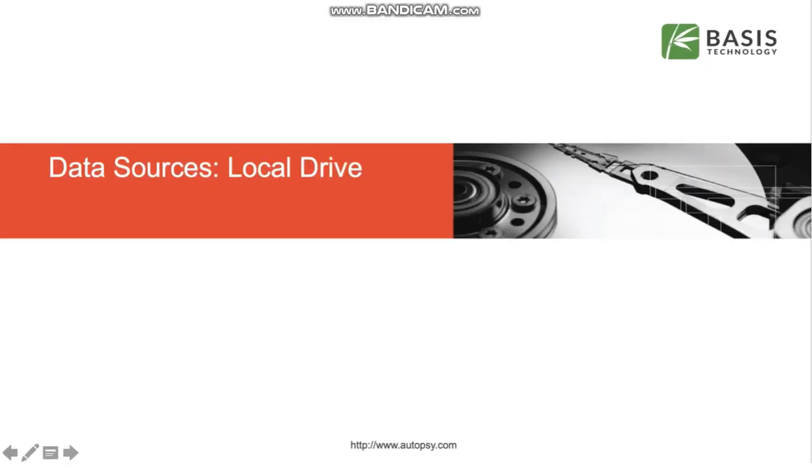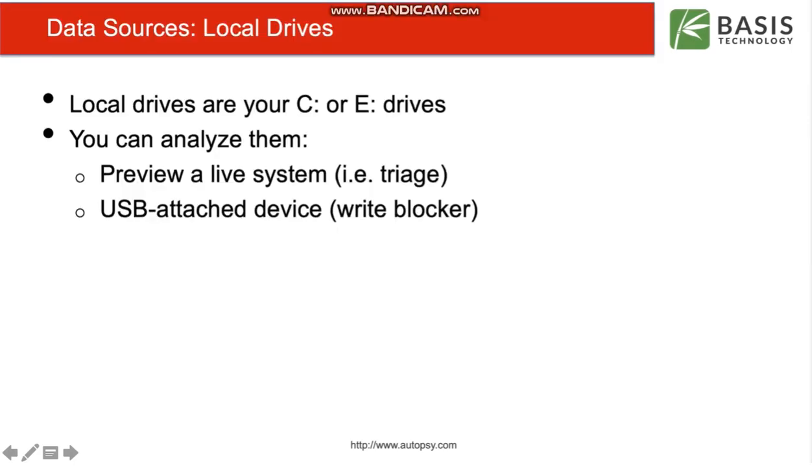Another common data source that people add into Autopsy is local drives. A local drive is a drive on your system, like a C or an E drive, that you want to analyze. The use case here is if you encounter a system you want to analyze that is currently running, you can run Autopsy from a USB drive and analyze that live running system. In that case, you'd be analyzing the C drive of that computer that's running.